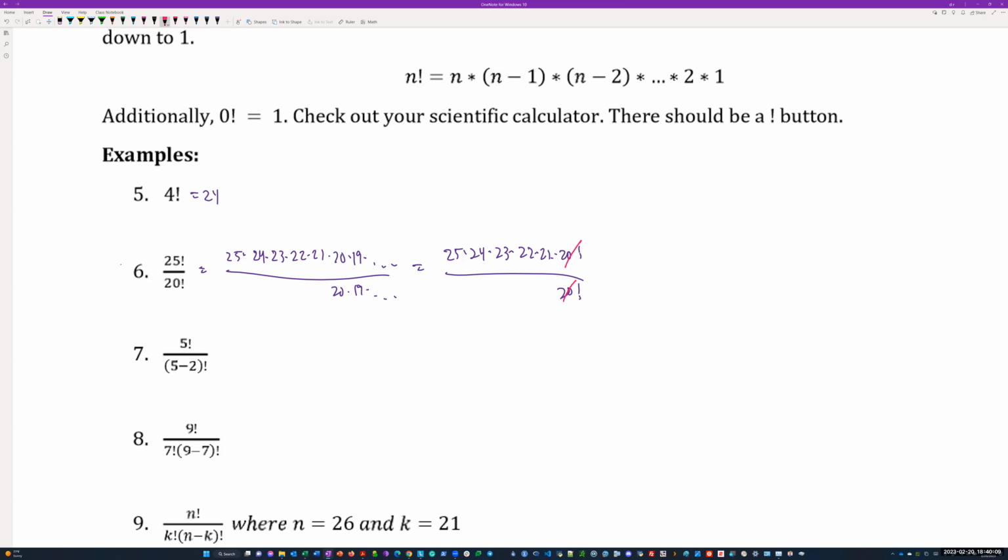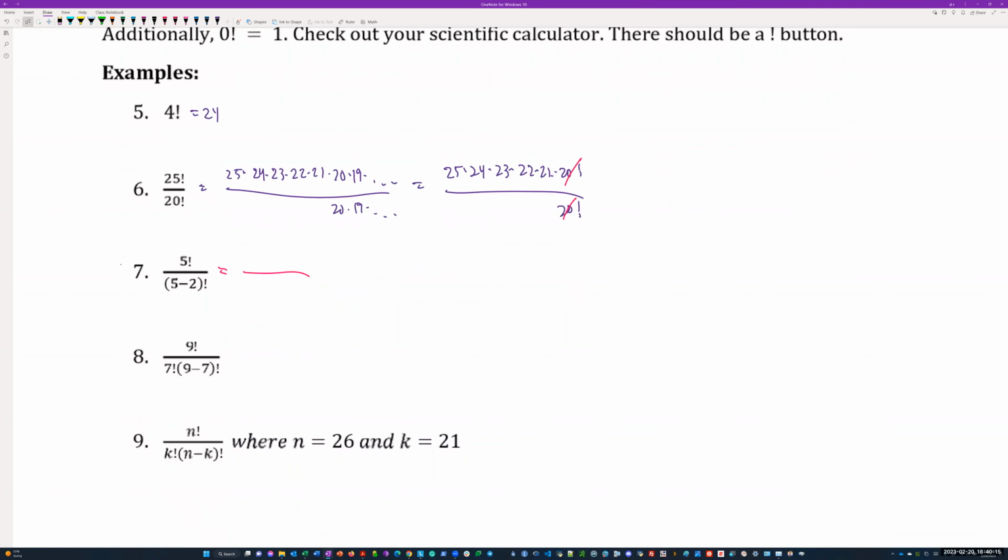Okay. All right. How would we do this one? 7. Do the parentheses first, that's correct. So I would just leave this alone or write it all out on the top. What would the bottom be then? 3 factorial, which is 3 times 2 times 1. So what would this equal?